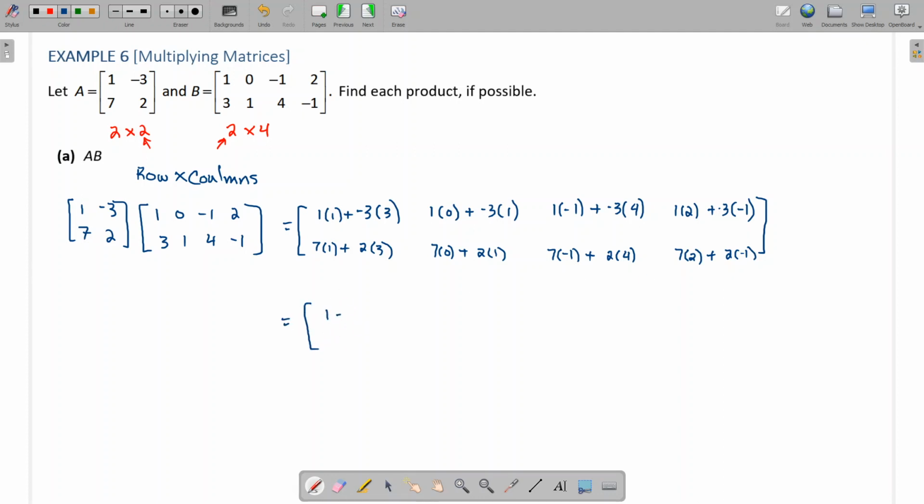So first one's going to be 1 minus 9. Next one is just going to be a negative 3. Then negative 1 minus 12. Then 2 plus 3. Second row, we've got 7 plus 6, 2, negative 7 plus 8, and 14 minus 2. And finally just simplify those to get negative 8, negative 3, negative 13, 5, 13, 2, 1, and 12.